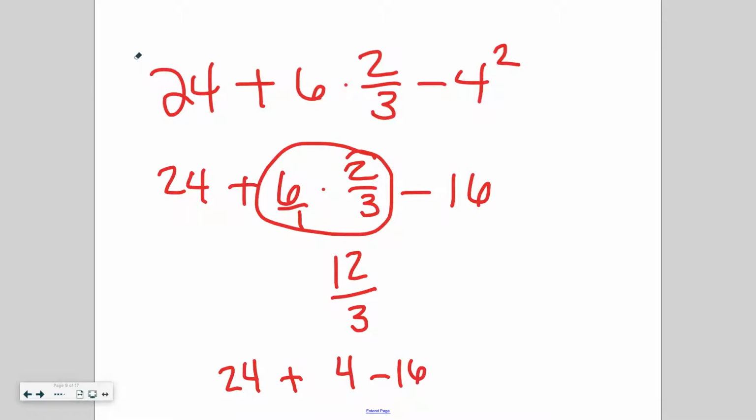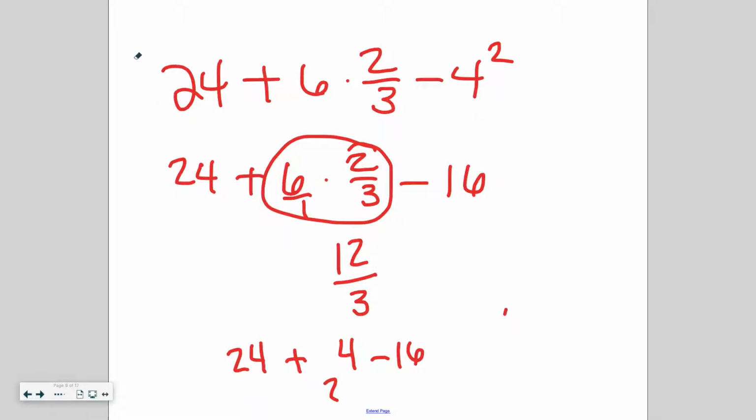Okay. So does everyone understand how I got 4 when I took 6 times 2/3? Yes. Okay. So then 24 plus 4 is 28. And 28 minus 16 is 12.